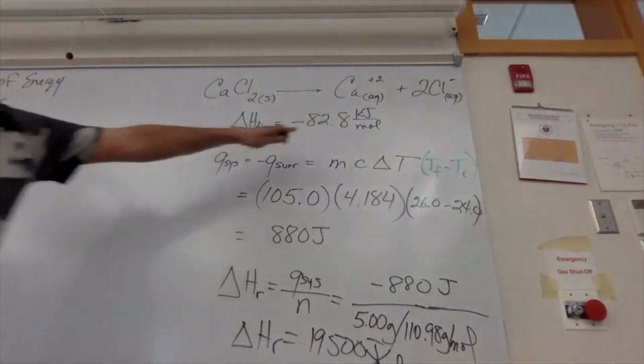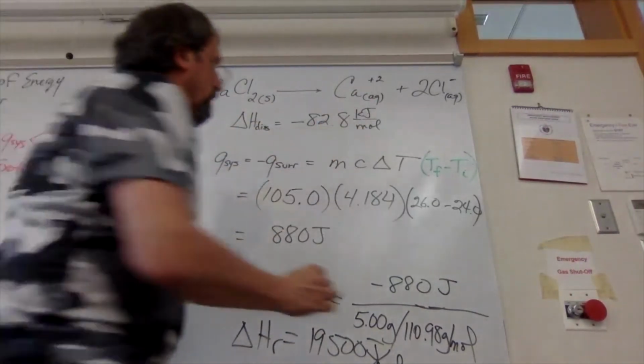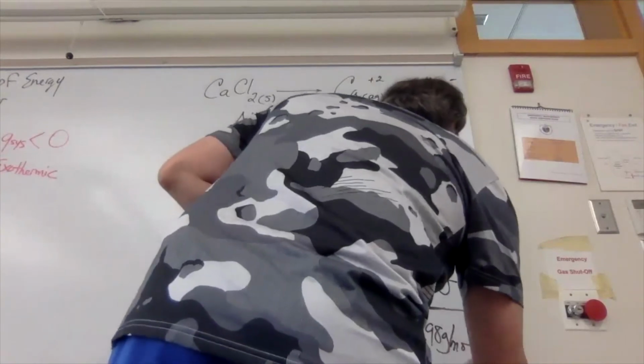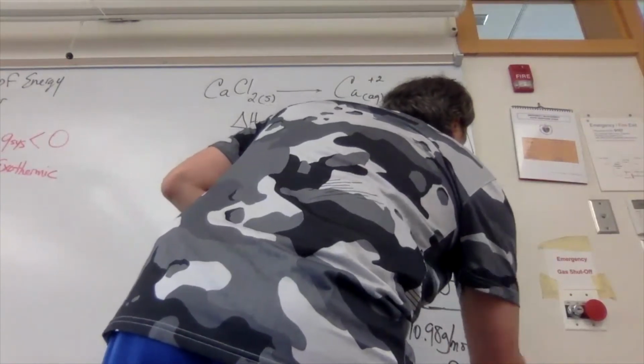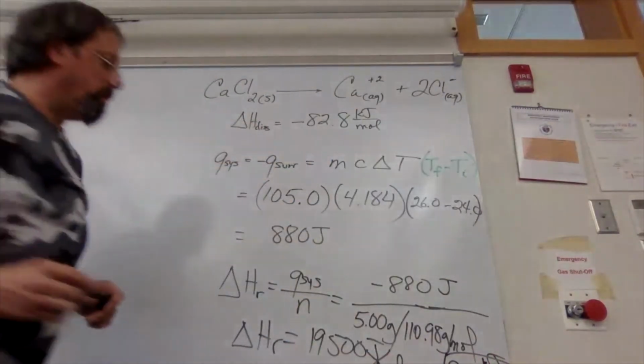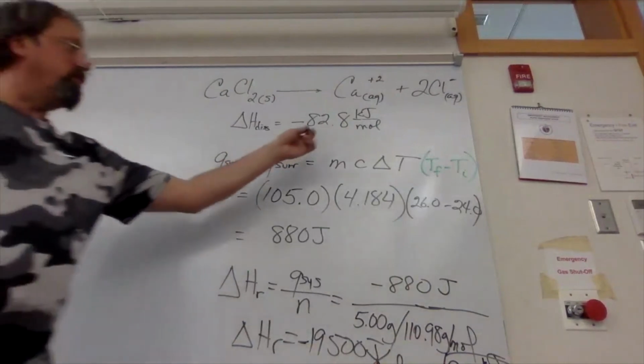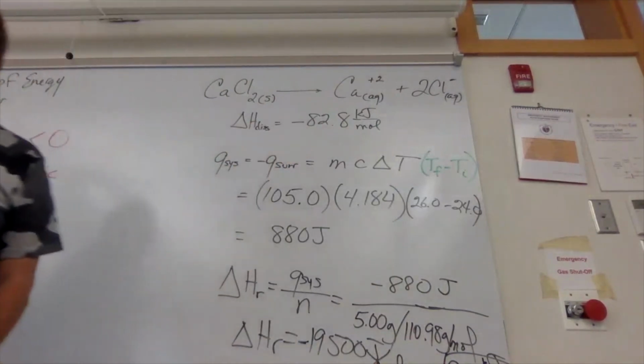Now we tend to want to use the correct units to compare. We're going to go to kilojoules per mole, which is 19.5 kilojoules per mole. Negative 19.5 kilojoules per mole, that's a big difference, by the way. It is very different from negative 82.8.